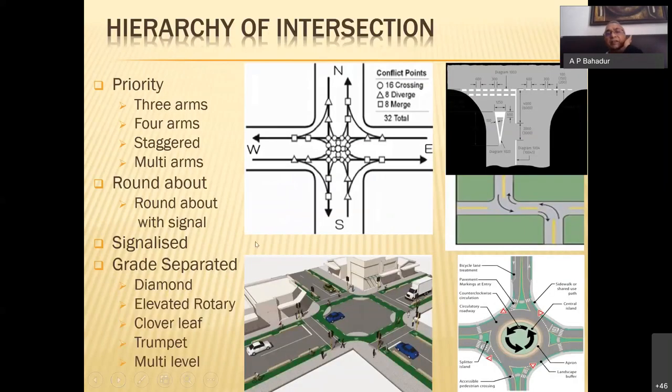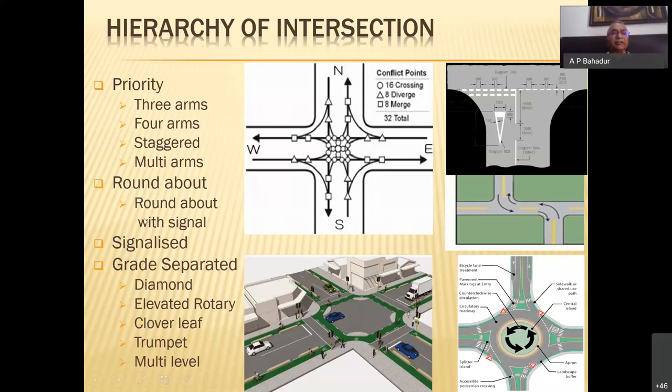As you can see here, this is your give way intersection, where the side road has to give way to the main road. Now, for a four-arm intersection, there are 32 conflict points. So the design of an intersection is basically aimed at reducing the number of conflict points. So the highest category is the multi-level interchange. We'll see that later, where there is absolutely no chance of any conflict between the two extremes.